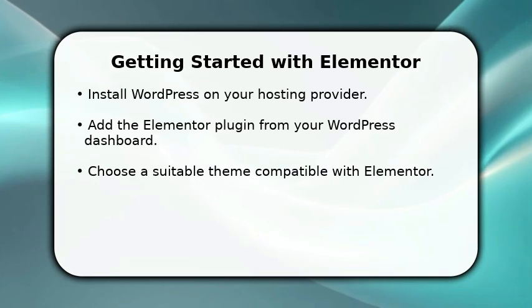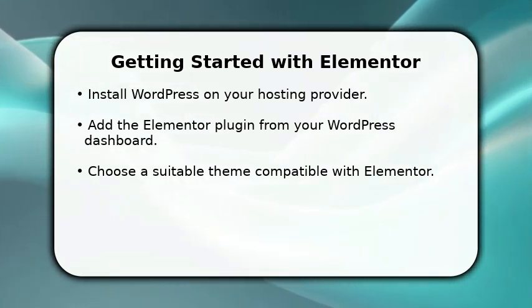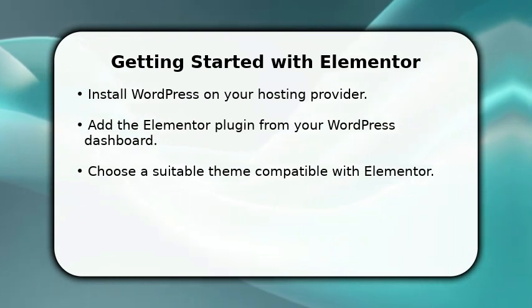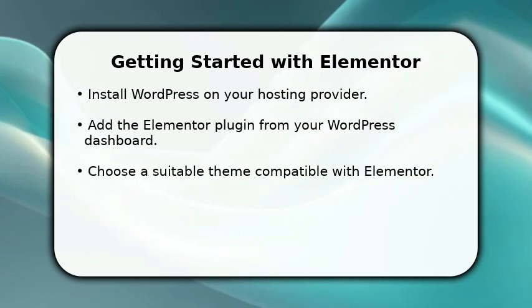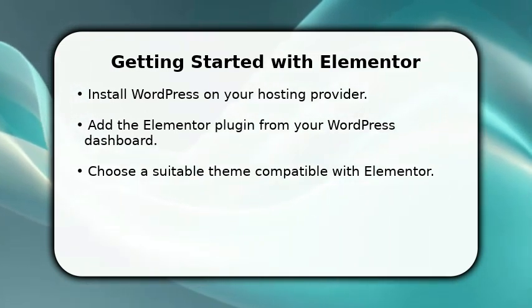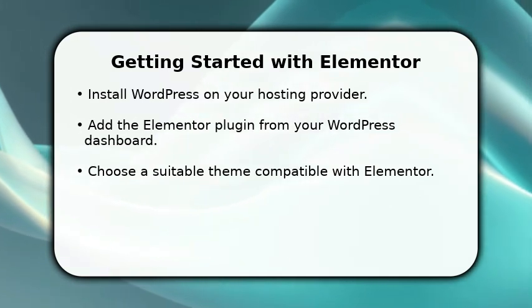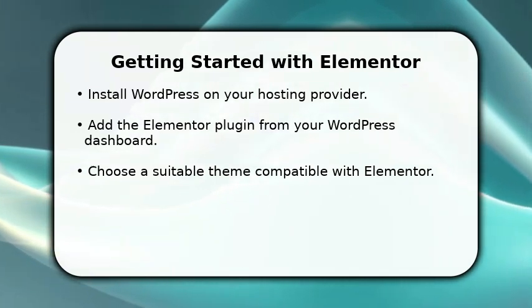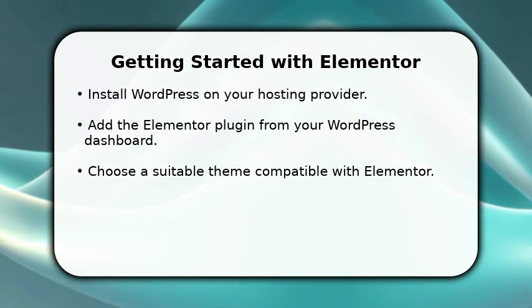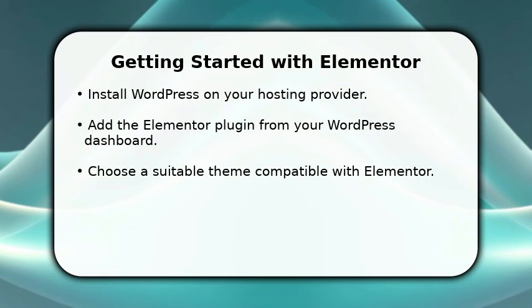Enjoy the video. In this video, I will explain how to make an Elementor website. First, ensure you have WordPress installed on your hosting. Then, navigate to your WordPress dashboard, go to Plugins, and search for Elementor to install and activate it. Finally, select a theme that works well with Elementor, as this will provide a solid foundation for your design. This initial setup is crucial for a smooth building experience.